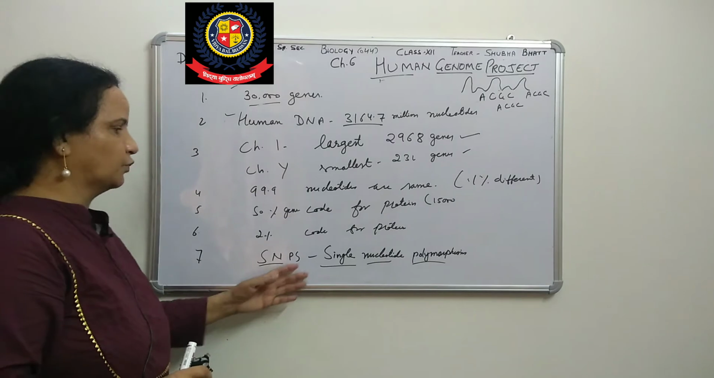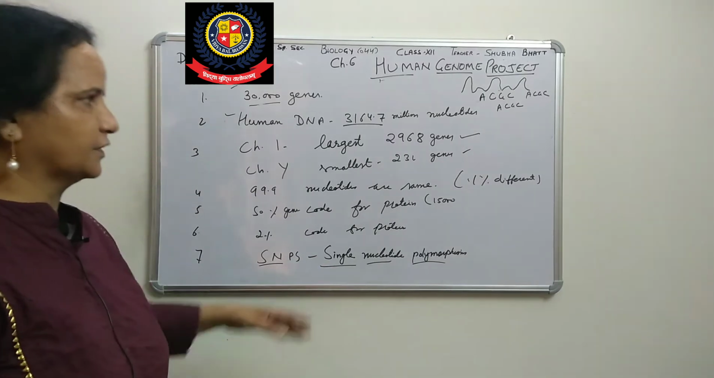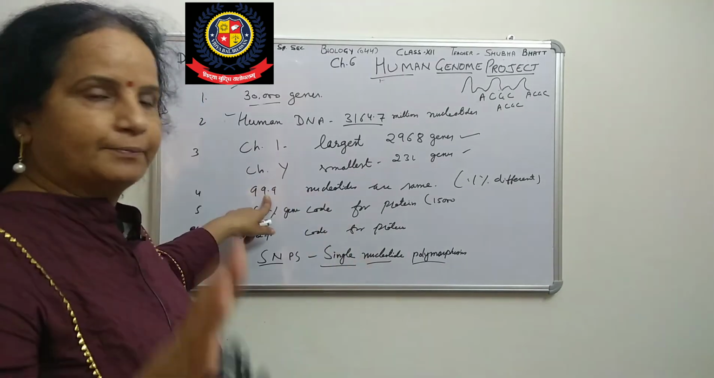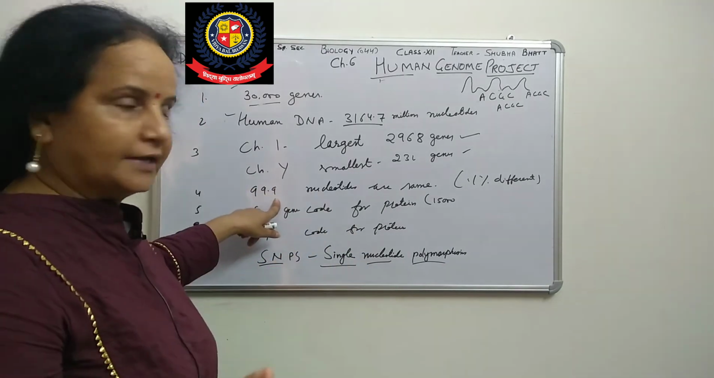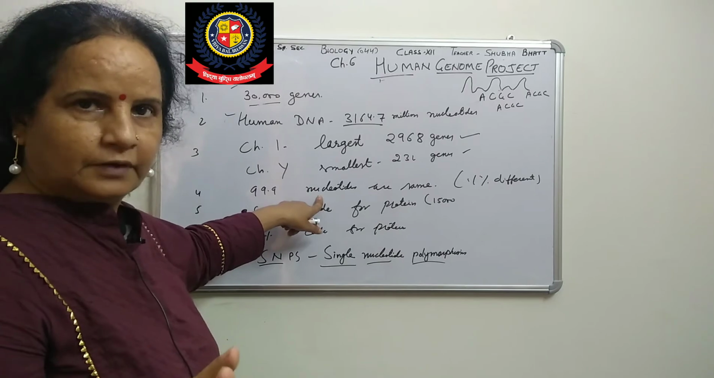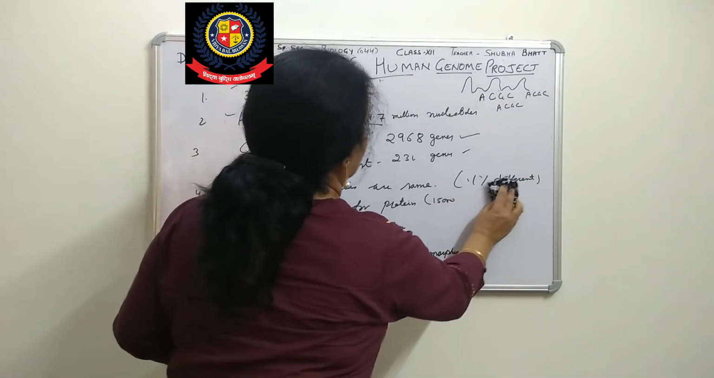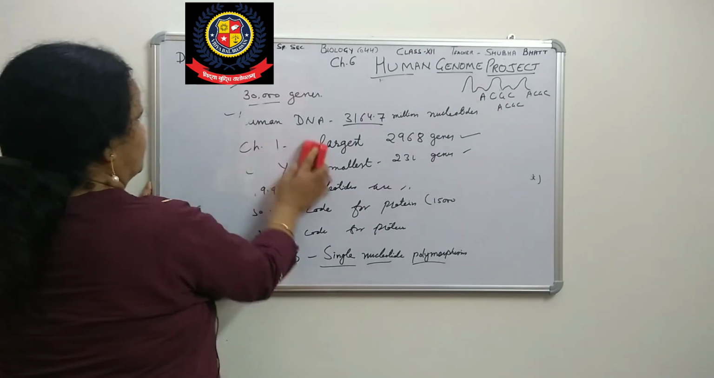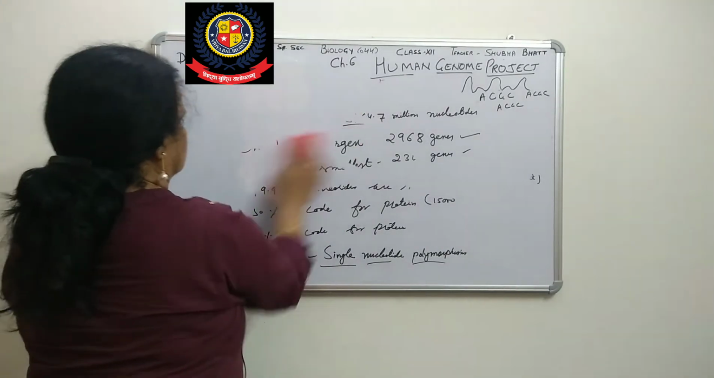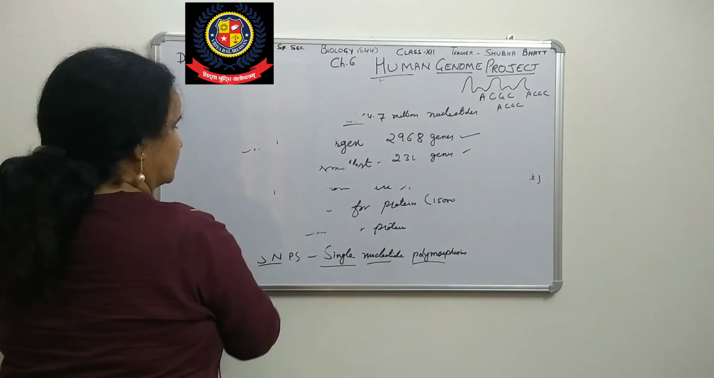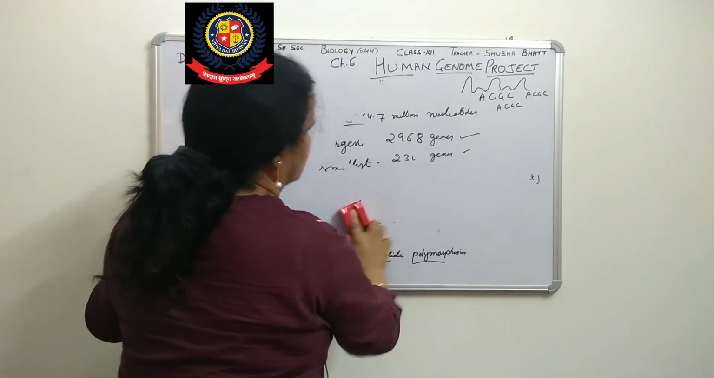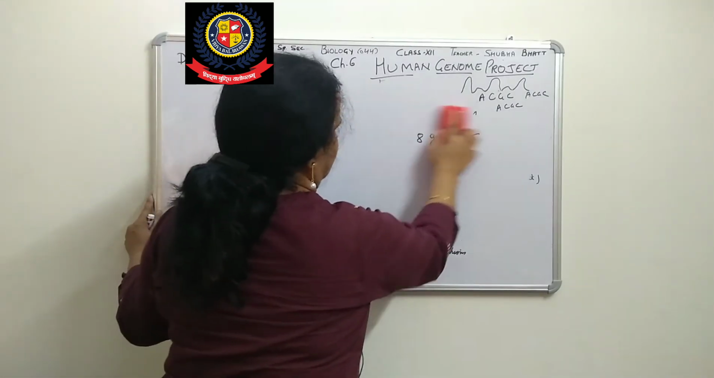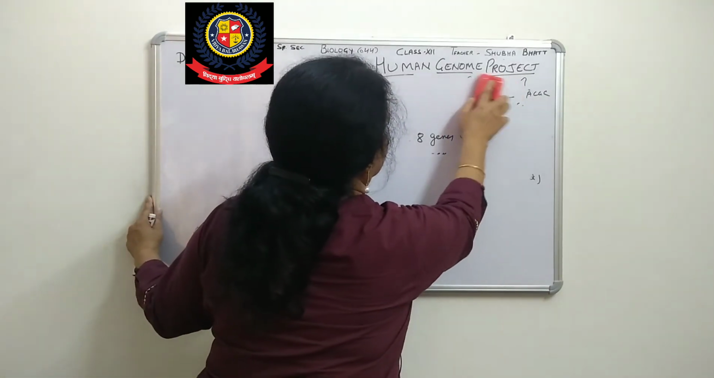So what is this? To understand it, we have to go to chromosomes, right? We are talking about 99.9% of nucleotides being the same. Let's try to understand that, it's very important. Single nucleotide polymorphism: poly means many, and morphism means structure. So now what is this?